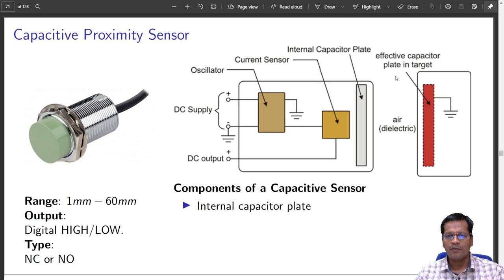Now you have a plate which is here. Now you see what is going to happen. Let us say you came nearby, even a non-conductor object like your finger can come nearby. This whole system becomes a capacitor. How? This is an air dielectric. One plate was already there. You become the other plate that is grounded.